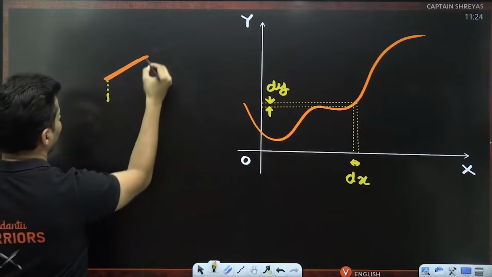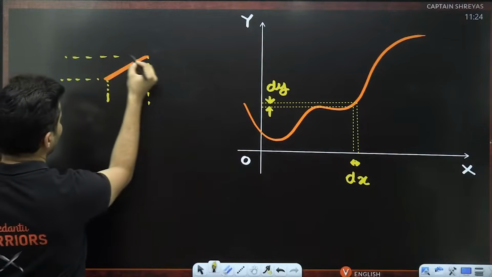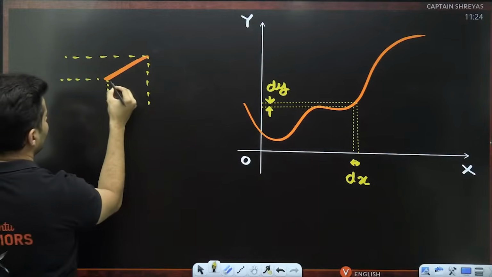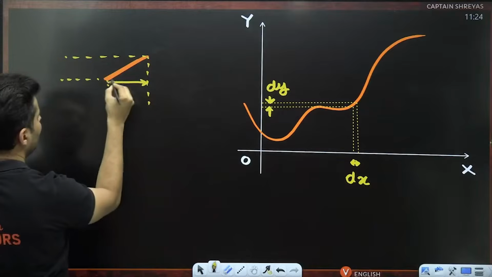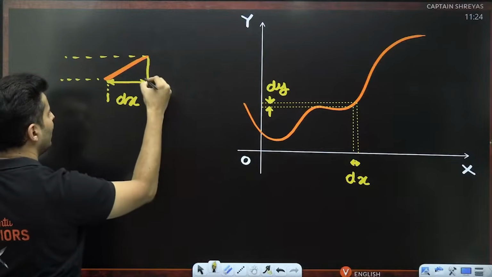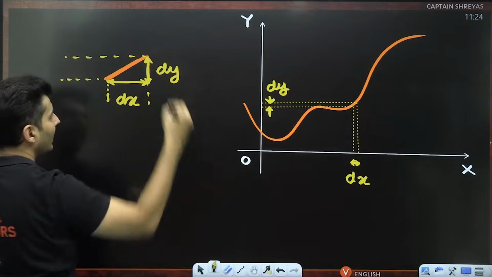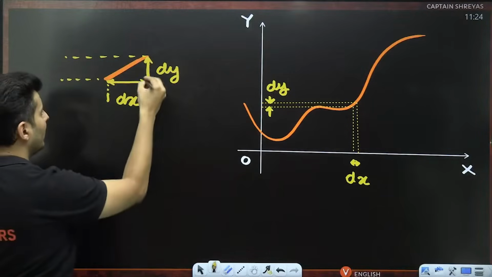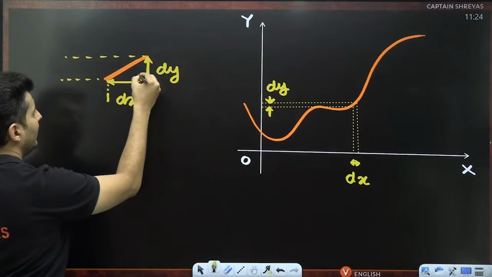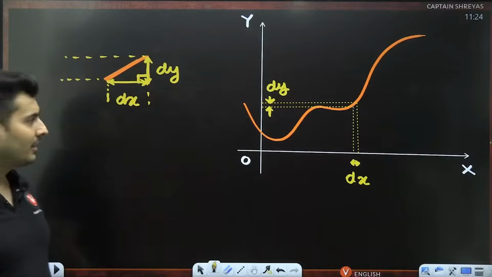These two dotted lines are like this, and these two dotted lines horizontally are like this. So this distance, how much will it be? It will be dx. And this distance, my dear warriors, how much will it be? It will be nothing but dy. And you are getting a nice little right angled triangle.